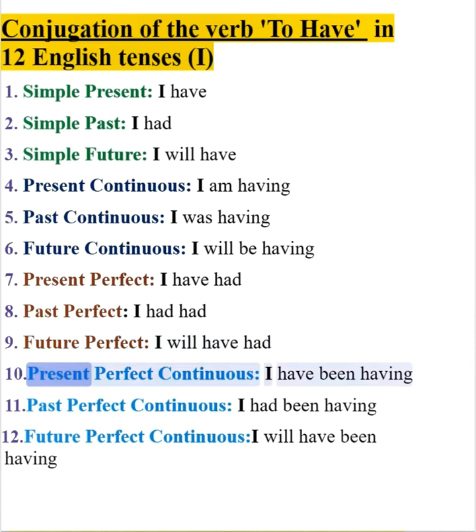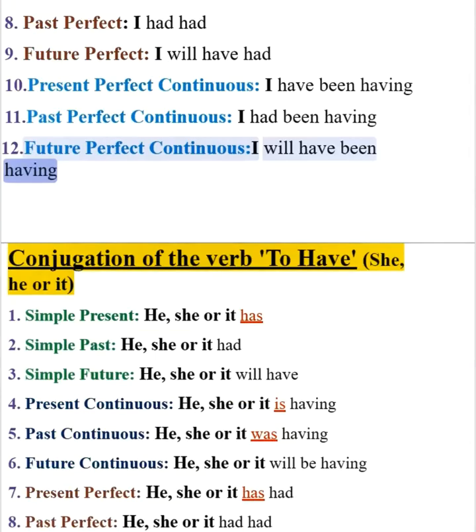10. Present perfect continuous, I have been having. 11. Past perfect continuous, I had been having. 12. Future perfect continuous, I will have been having.